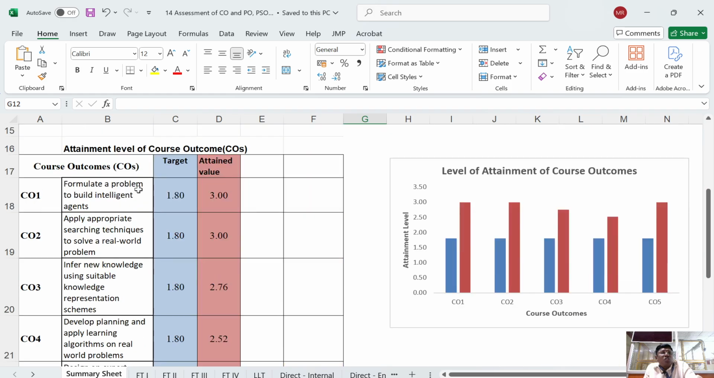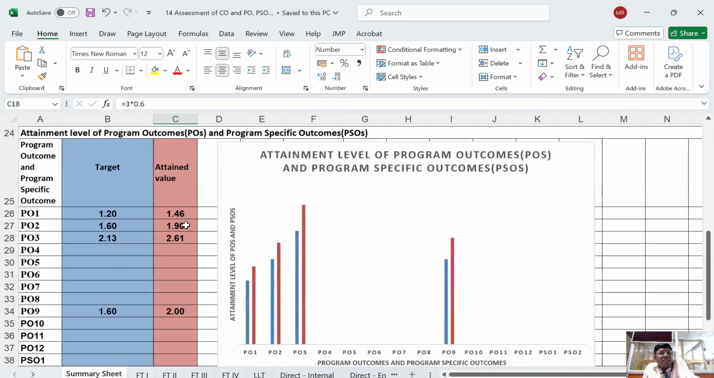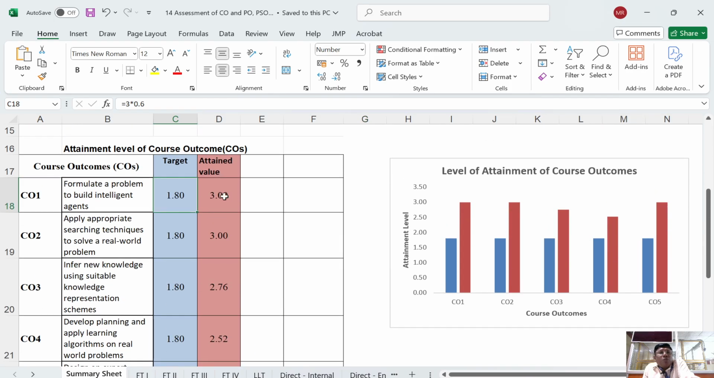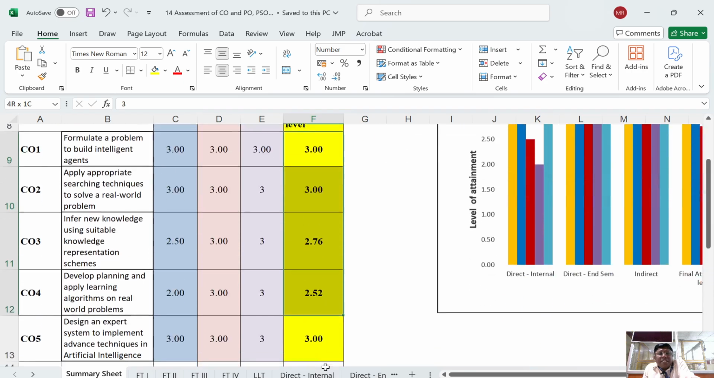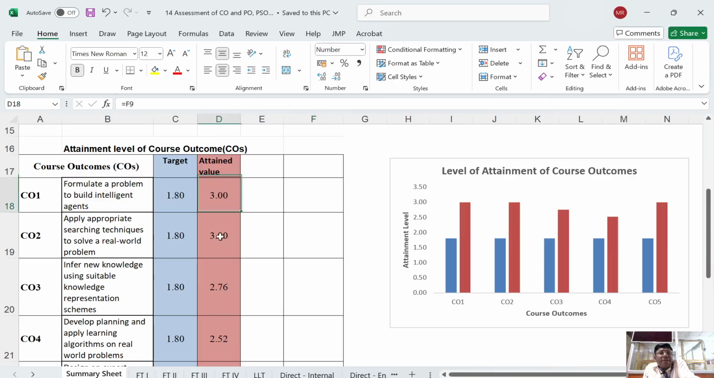And the target level we have for course outcome is 60%. So each CO has to be attained at 60%. Multiplying 3 with the 60%, it is 1.8. So it is the same for all the course outcomes, and whatever the attained value is, that has to be put here, and the corresponding plot has to be made here.